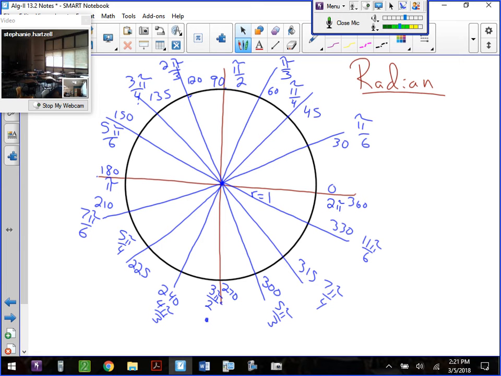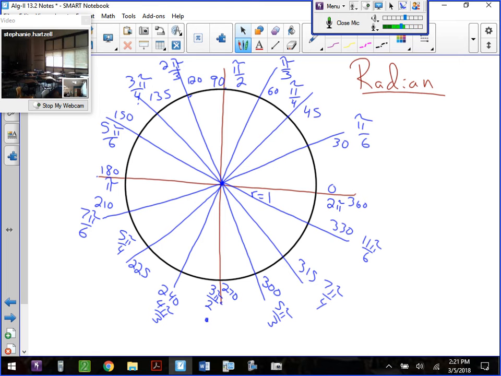Because if you know that 90 is half, what's half of a half? A fourth. What's a third of a half? A sixth. 30, 60, 1/6, 2/6, 3/6, and you can build everything out by going through the fractions.